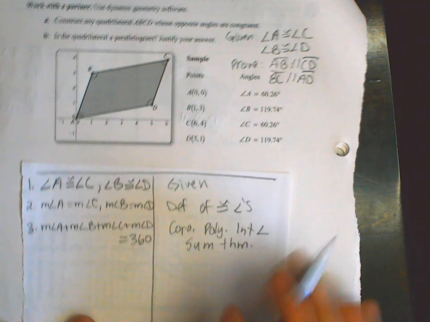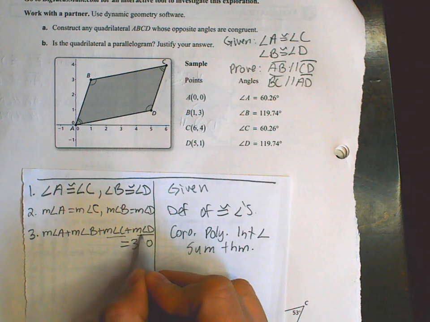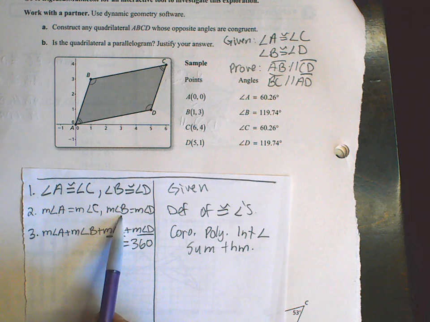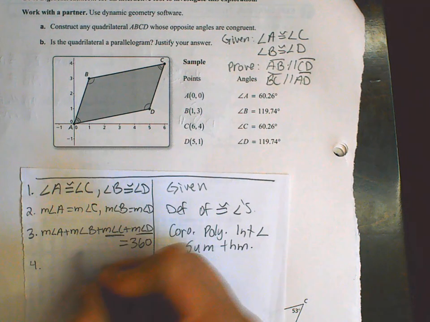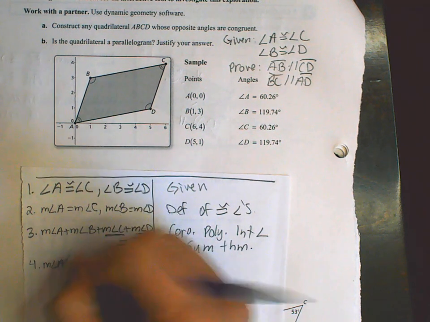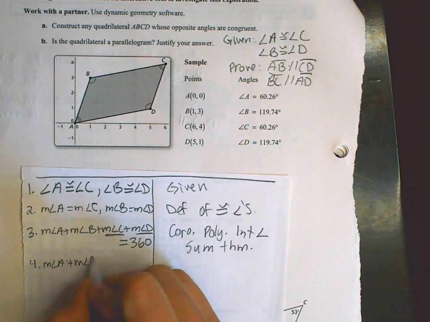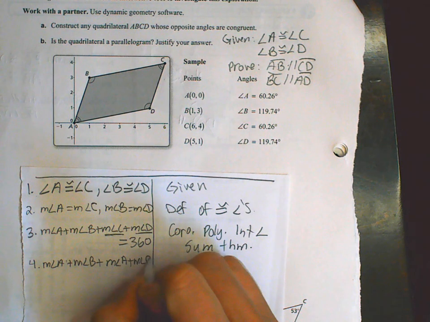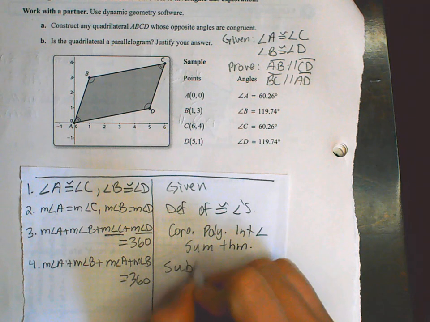Check this out. I'm going to replace these two right there with A and B. I can do that by a simple substitution. So the measure of angle A plus the measure of angle B plus, again, the measure of angle A plus the measure of angle B, they all equal 360. And what did I do? I did a double substitution.